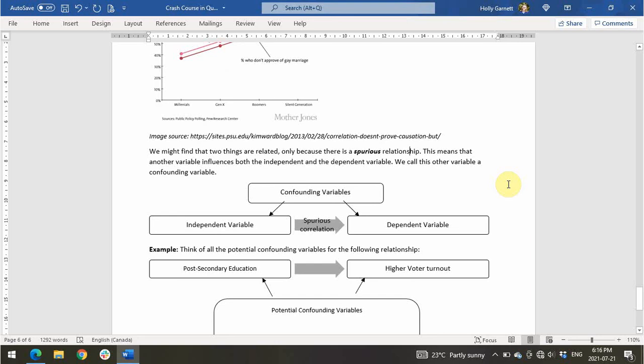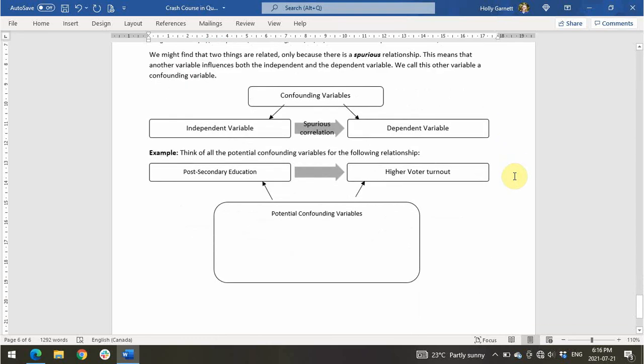Anyway, okay, so sometimes we might find that things are related, but it is actually just a spurious relationship. This means that another variable is influencing both the independent and dependent variable, and we call this a confounding variable. This confounding variable influences both of these, which means they are connected, but not in the way that you think they are.